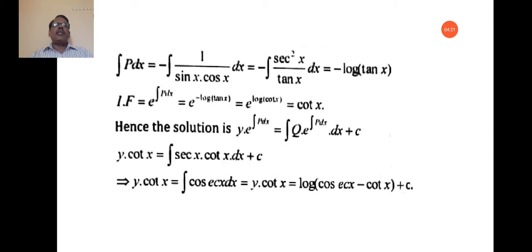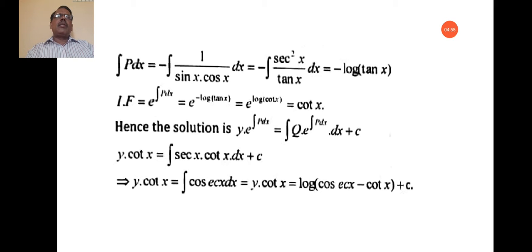So integrating factor is equal to e to the power of integral of p dx. This is equal to e to the power of minus log of tan x, or this is equal to e to the power of log of 1 by tan x, so minus goes to the power. So 1 by tan x is cot x and e and log cancel, so cot x. So cot x is the integrating factor.